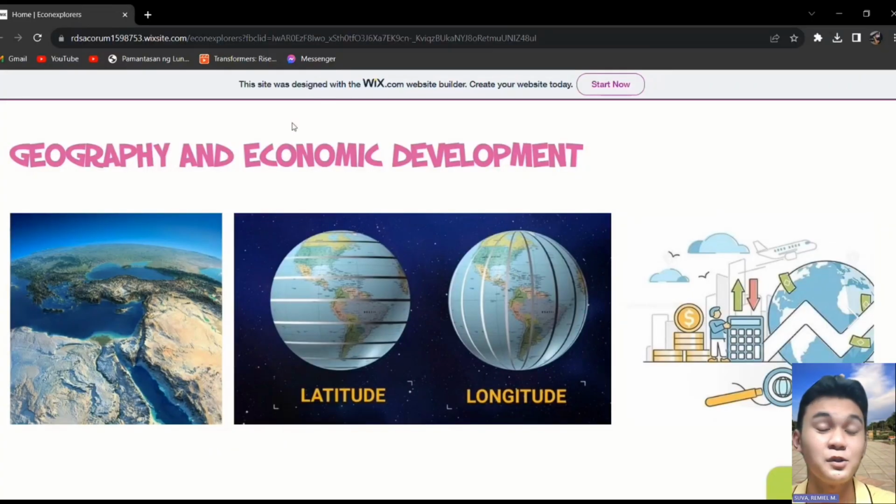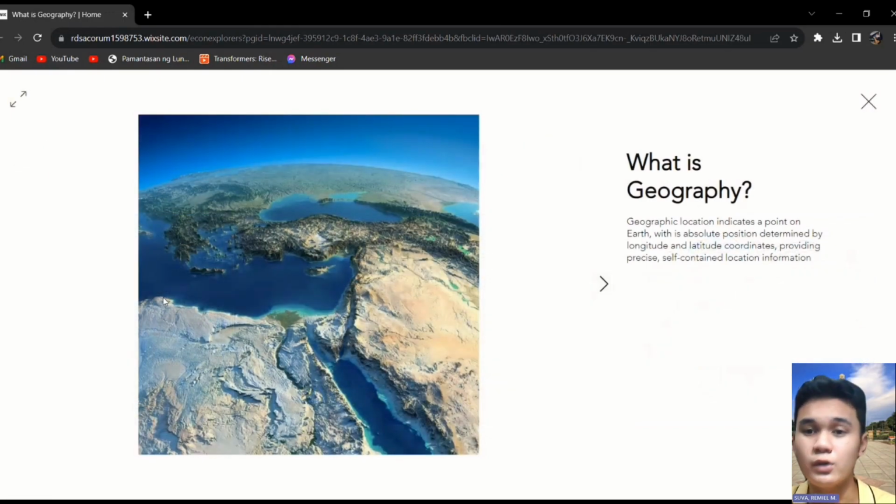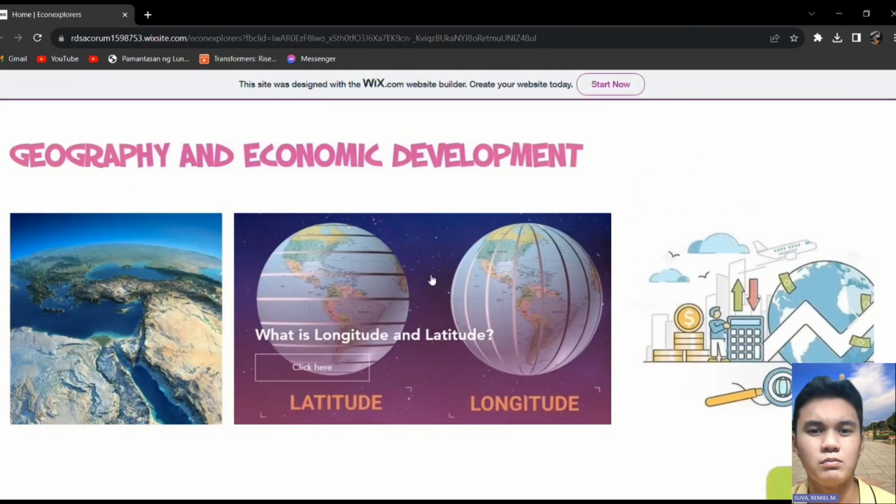Hi Francis and Paula. Today I'll be discussing geography and economic development. What is geography? Geographic location or geography indicates a point on Earth with its absolute position determined by longitude and latitude coordinates, providing precise, self-contained location information. These coordinates help in precisely identifying and locating places on the globe. What is longitude and latitude?